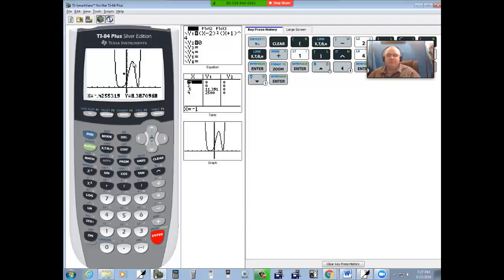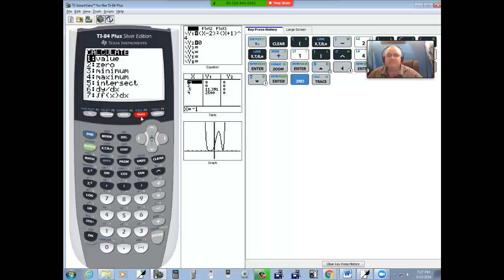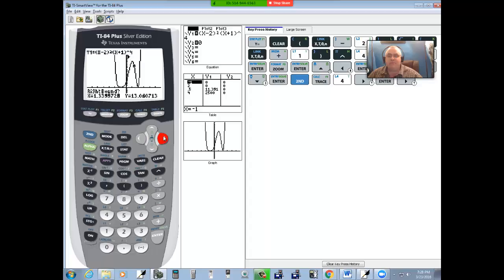You could also use your min and max function, which we looked at in class, to find out how high this goes. So if I wanted to see what the highest point was here, you do second trace, choose your maximum, because we're trying to find the high point, so I do 4. It'll come up and ask us for left bound. I want to move my cursor over closer. I don't want it to be too far away from the max, but I want it to be to the left of it. Press enter 1 time. It comes up and asks us for right bound. We use our right arrow key to move the flashing cursor to the right of where we think the max is. Press enter, and then press enter one more time.